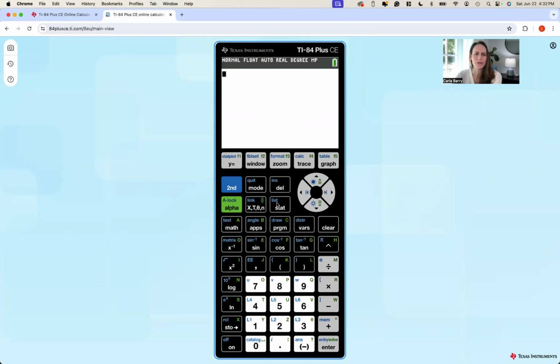How many of you have ever used the stat button? I see 1 or 2 hands there. So the stat button is probably one of the easiest features to use in your calculator.